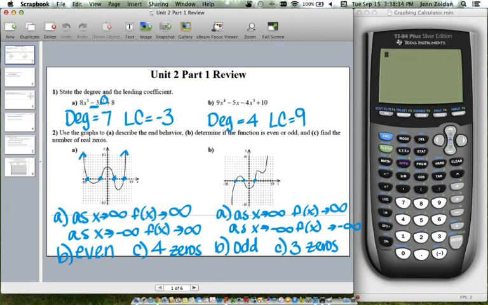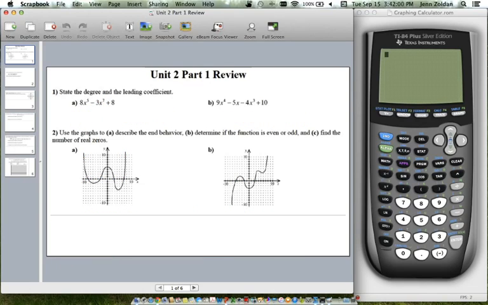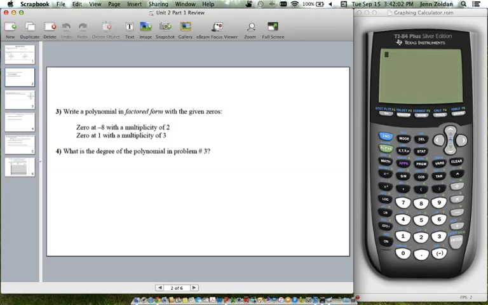Now for the end behavior, if you do not write it exactly like this, with the as x approaches infinity, f of x approaches, all of that, you are not going to get full credit for that end behavior. So do not just write the infinities, write out everything. So that takes care of problems 1 and 2. Let's look at problem number 3.